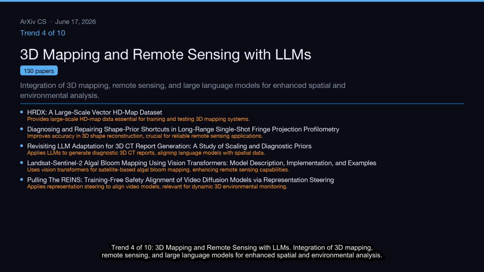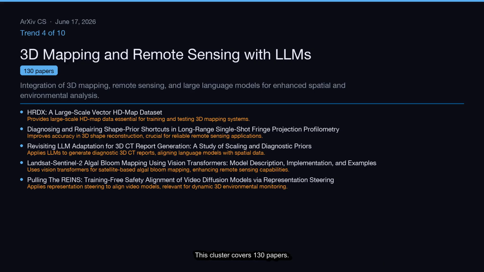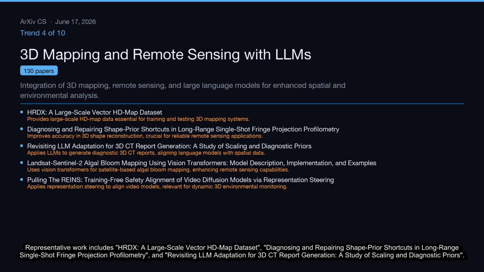Trend 4 of 10, 3D mapping and remote sensing with LLMs. Integration of 3D mapping, remote sensing, and large language models for enhanced spatial and environmental analysis. This cluster covers 130 papers. Representative work includes HRDX, a large-scale vector HD map dataset, diagnosing and repairing shape prior shortcuts in long-range single-shot fringe projection profilometry, and revisiting LLM adaptation for 3D CT report generation, a study of scaling and diagnostic priors.